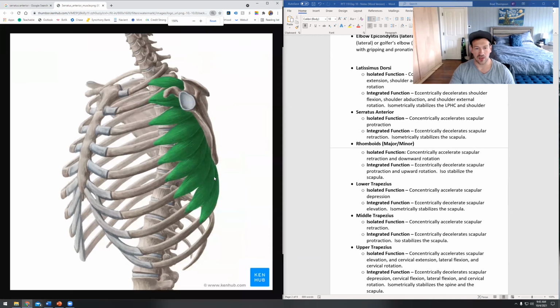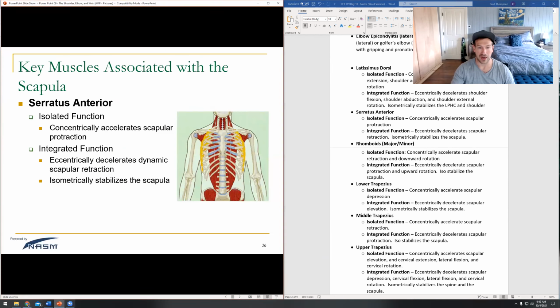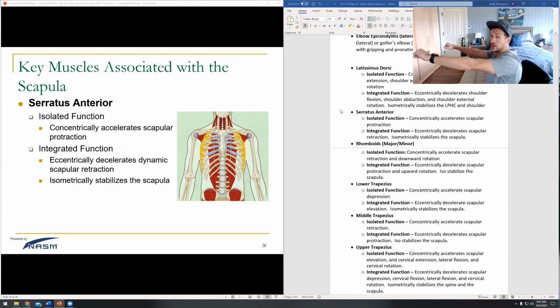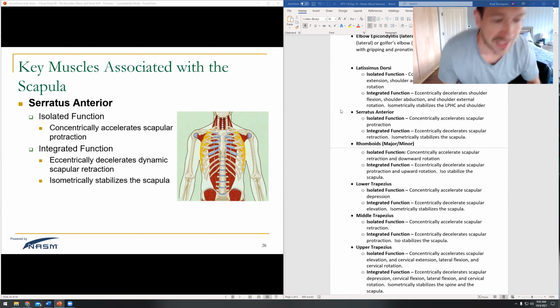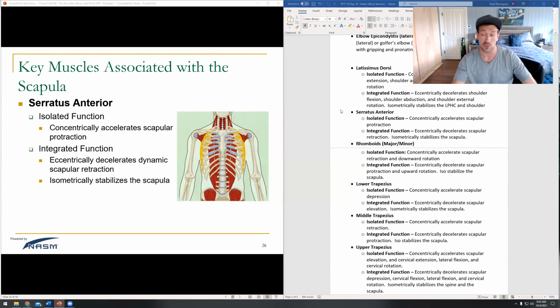So here's the thing. All these little serratus muscles are actually coming underneath the scapula and then they grab it, which is why they pull the scapula into protraction. So this is a scapular protractor. That's really all it does. It just moves the scapula around. If I had my arms pulled back like this, I'm pinching my shoulder blades back into retraction. That's my serratus anterior, that little protracted movement there. So it concentrically accelerates scapular protraction. That's all it does. It's one job.